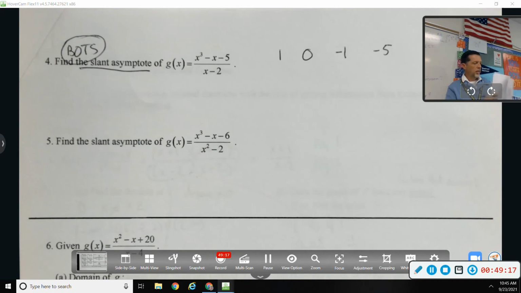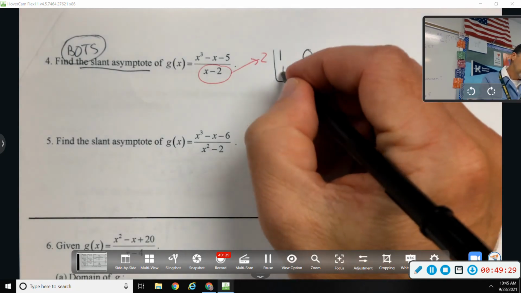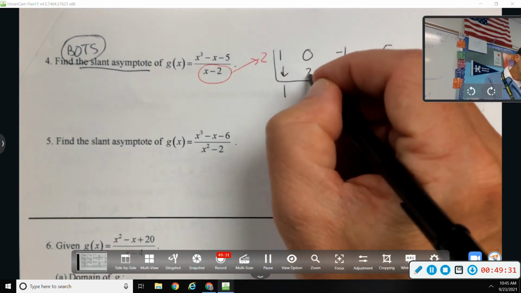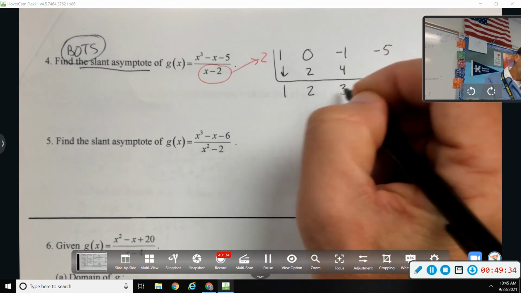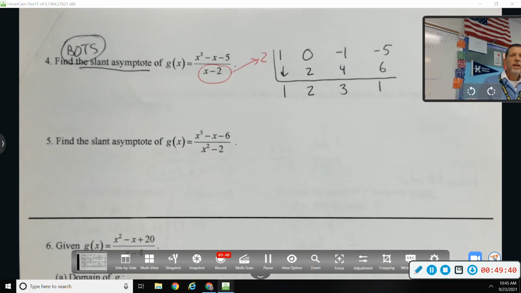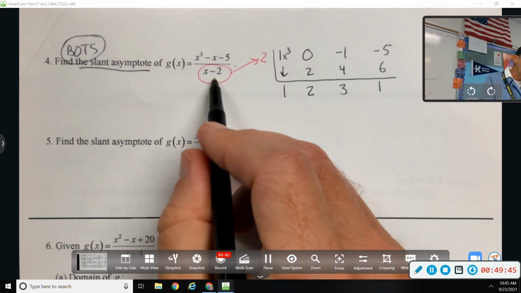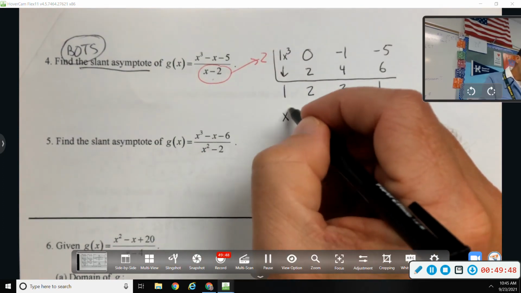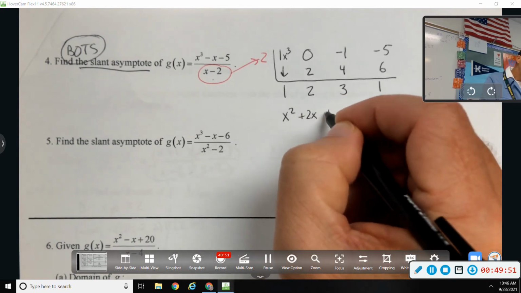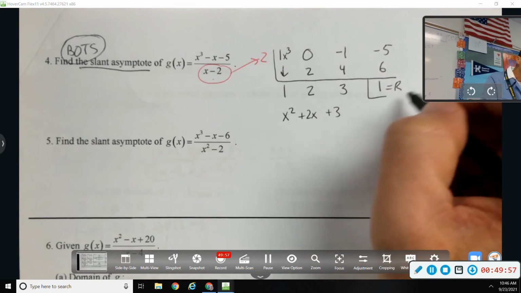So there's our coefficients. What number do we divide with if we're dividing by x minus 2? 2. So copy down the 1, multiply, add, multiply, add, multiply, add. Let's see, we started with an x cubed. We divided by an x. x squared, 2x plus 3. What's that 1? It's the remainder over x minus 2. Well, the remainder doesn't matter for a slant. You can kind of just throw it away.